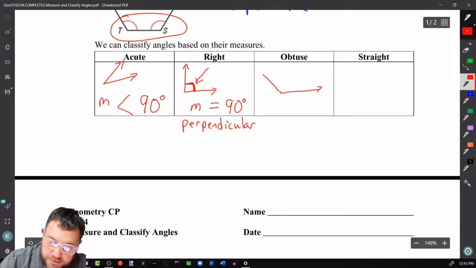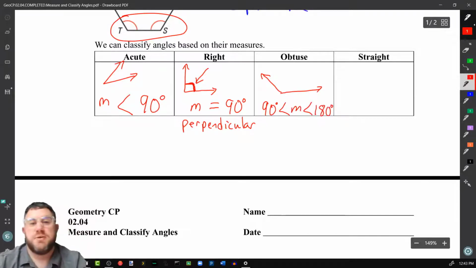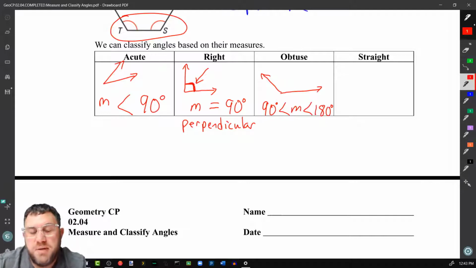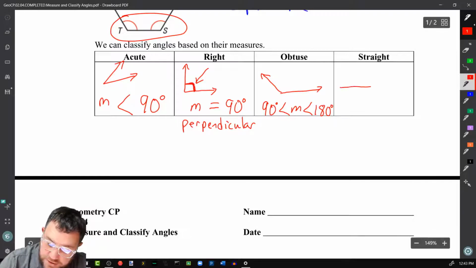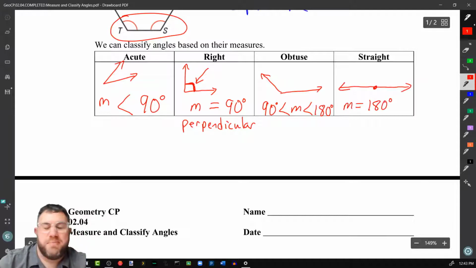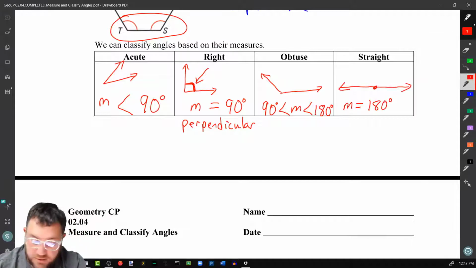An obtuse angle, the measure is between 90 degrees and 180 degrees. So it's bigger than a right angle, but it doesn't go past 180 degrees. And remember, 180 degrees is straight across. That's actually our next angle. The measure is exactly 180 degrees. That makes it a straight angle.